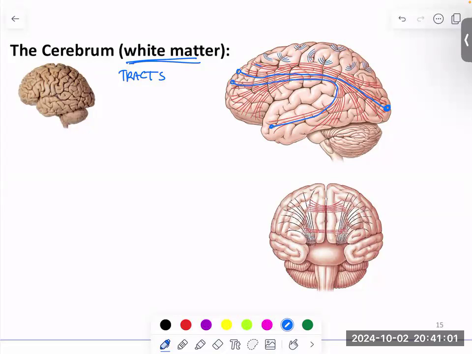These pathways in red are your longitudinal tracks. They connect different lobes to each other. Tracks, fibers, I can't remember which one your book uses. Longitudinal tracks, longitudinal fibers.